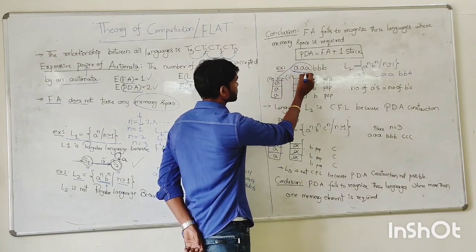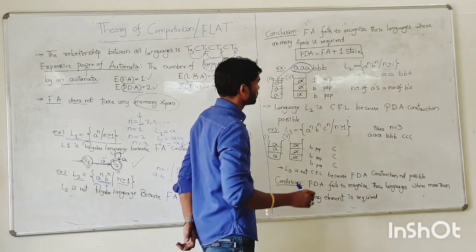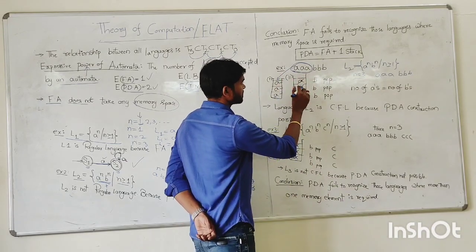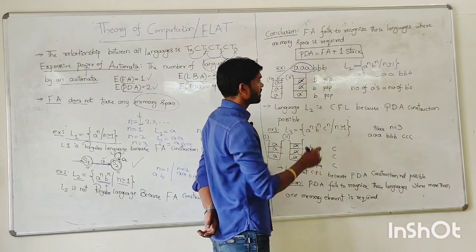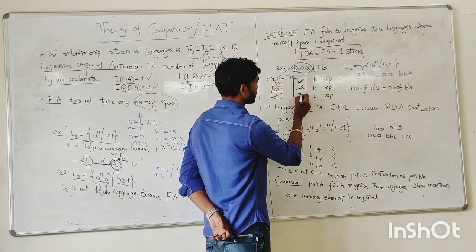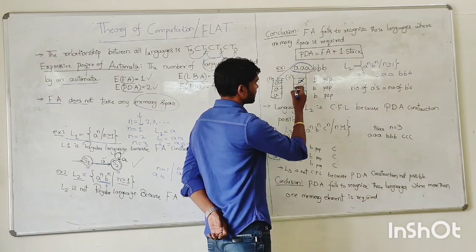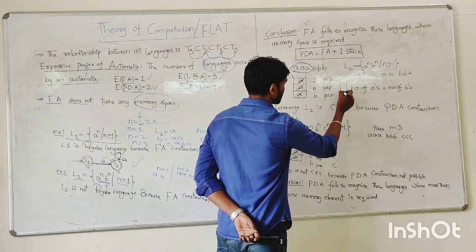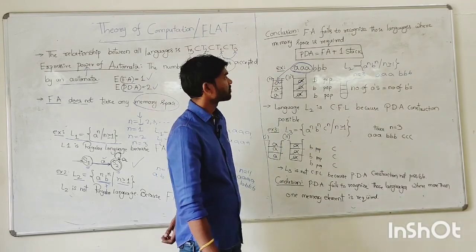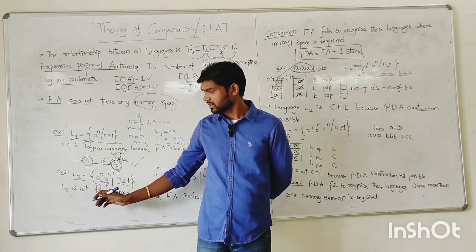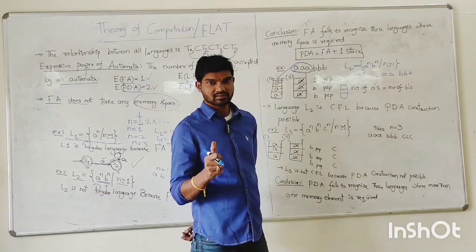Now, first push these A's into the stack. So A is pushed. Now, the next step is, for every B, pop A. For every coming B, pop A. After popping all these A's, the stack will remain empty. When the stack remains empty, it means that the construction of the automaton for this language L2, a power n, b power n, n greater than or equal to 1, is successful.